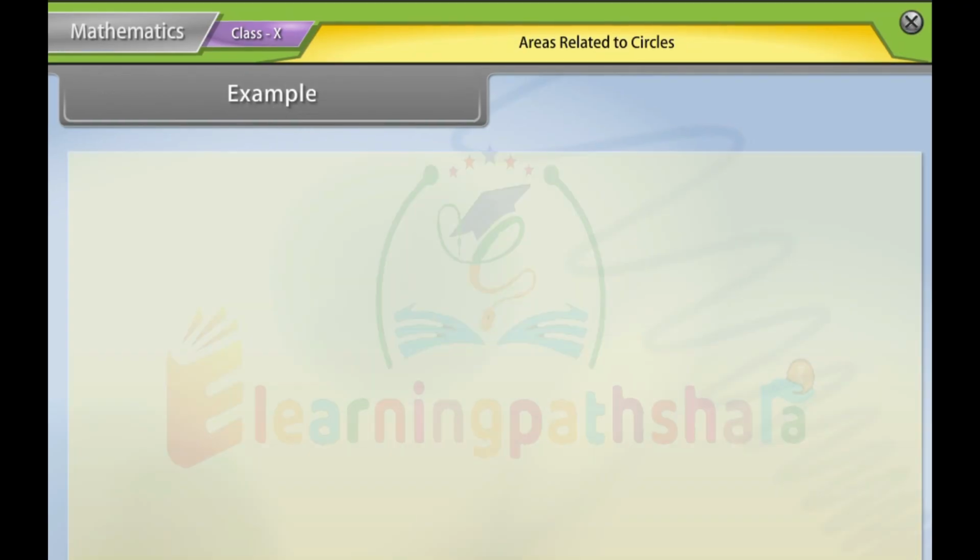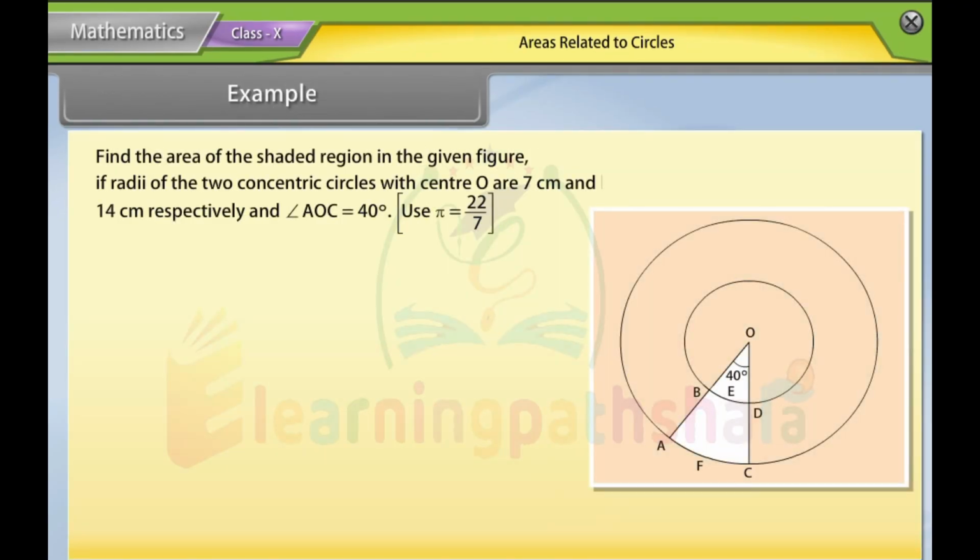Example. Find the area of the shaded region in the given figure if the radii of the two concentric circles with center O are 7 cm and 14 cm respectively, and angle AOC is 40 degree. Use pi as 22 upon 7. Radius of inner circle equals 7 cm. Radius of outer circle equals 14 cm.